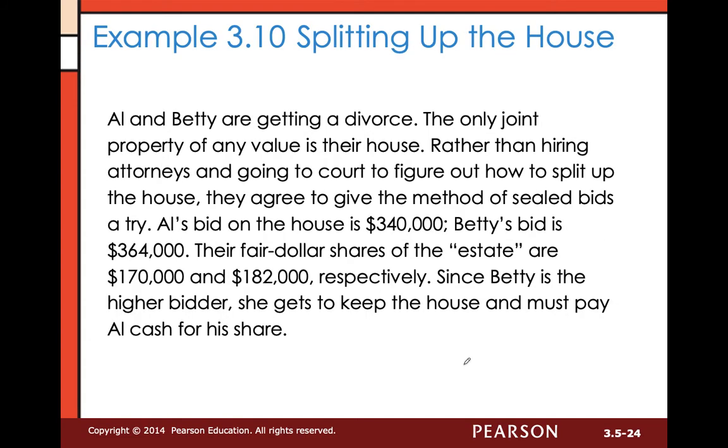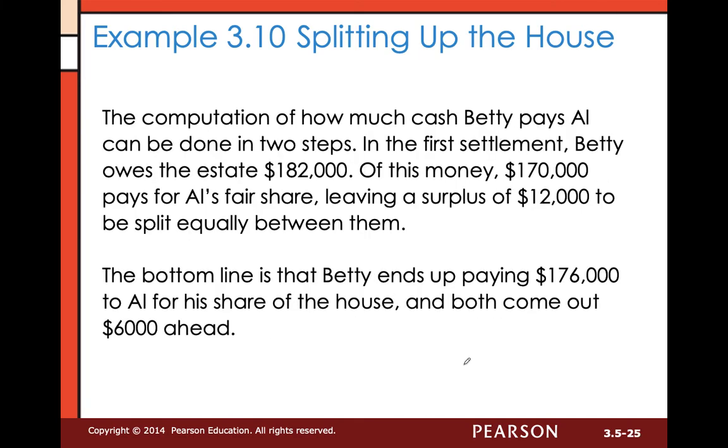So, splitting up the house. Al and Betty are unfortunately going through a divorce. The only joint property of any value is their house. Rather than hiring attorneys and going to court to figure out how to split it up, they agree to give the method of sealed bids a try. Al's bid on the house is $340,000. Betty's bid is $364,000. So if you divide those both by 2, their fair dollar shares of the estate are $170,000 and $182,000 respectively. Since Betty is the higher bidder, she's going to get to keep the house and has to pay Al cash for his share.